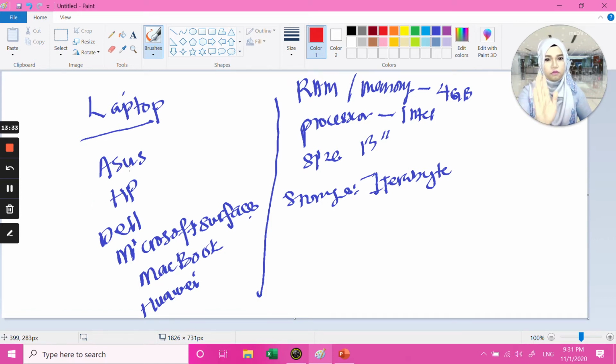you start to filter. You start to filter by looking at Asus. Do they have this particular memory of 4 gig? Processor, Intel, do they have it? A size of 13 inches and storage of at least 1 terabyte. So if, let's say, Asus has it, then okay, you take it, right? When you check, HP also have the same criteria. And next one, of course, you cannot say MacBook because MacBook doesn't use Intel. You're not familiar with iOS, perhaps. And Huawei also perhaps.